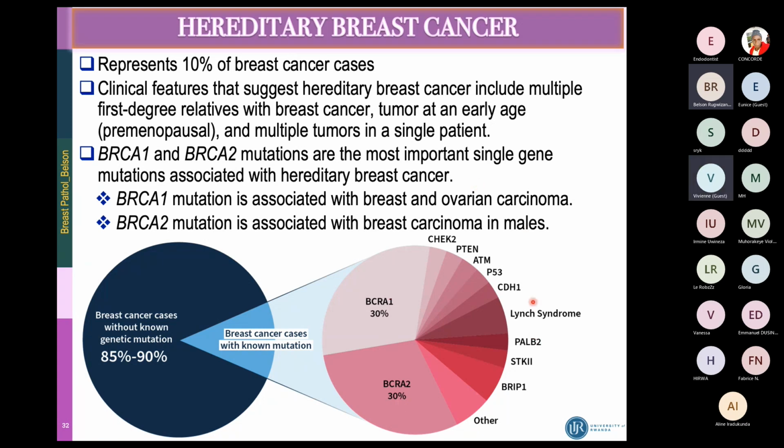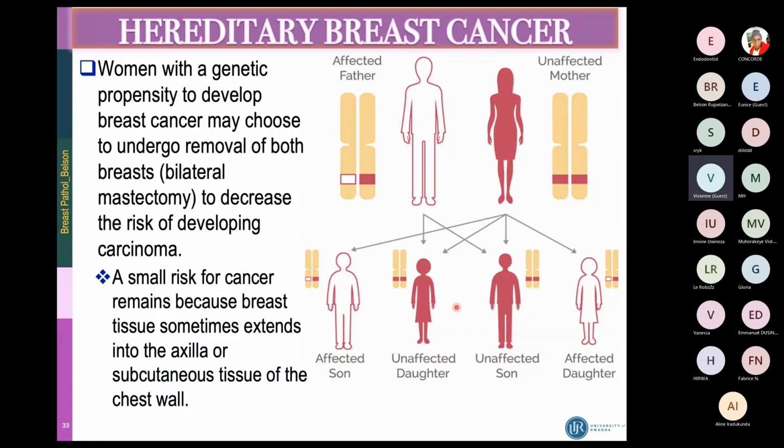But you have others, Lynch syndrome, about mismatch repair. I think we saw it when we saw colorectal carcinoma, and you have many other mutations here. So women with a genetic propensity to develop breast cancer may choose to undergo removal of both breasts, bilateral mastectomy, to decrease the risk of developing carcinoma.